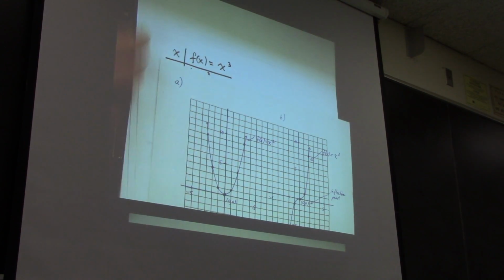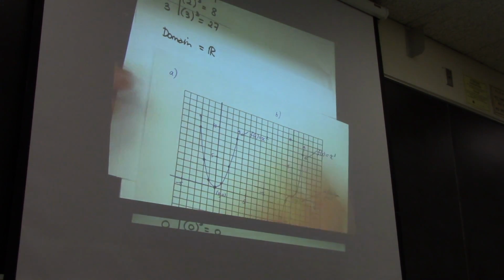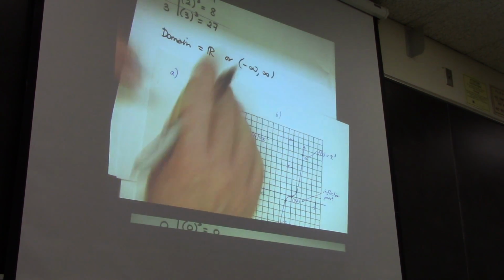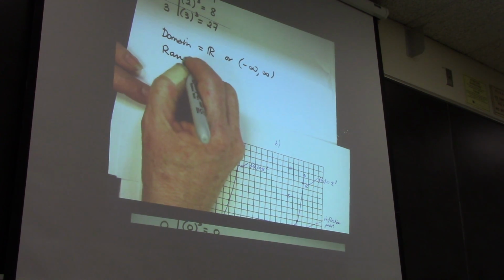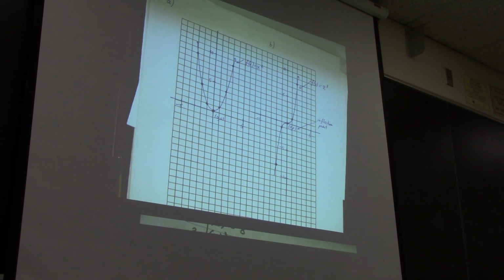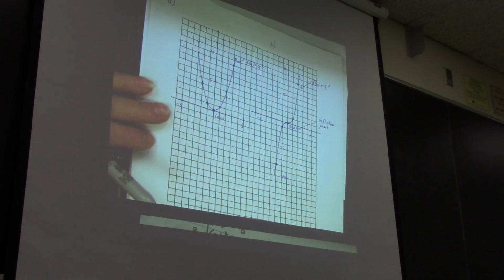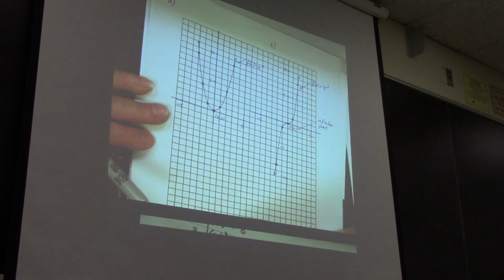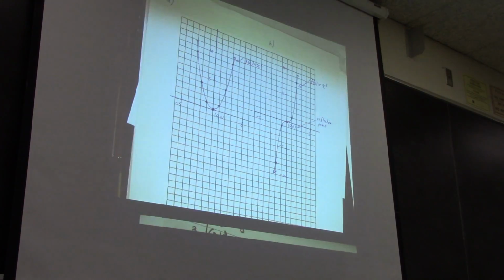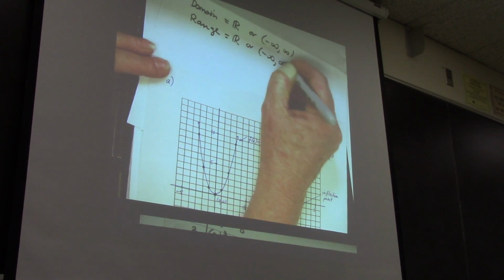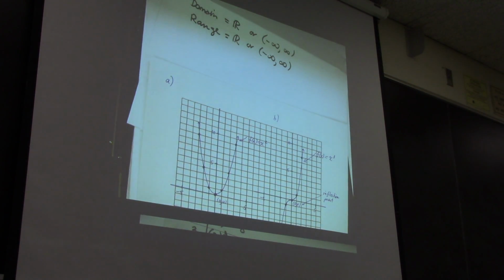What about the range of f of x equals x cubed? And if you want to say -infinity to infinity. So what about the range from the graph? All real numbers, okay? So this graph is going down forever, going up forever. Every single real number is in the range, okay? So range is the set of all real numbers, or if you like, -infinity to infinity, okay?